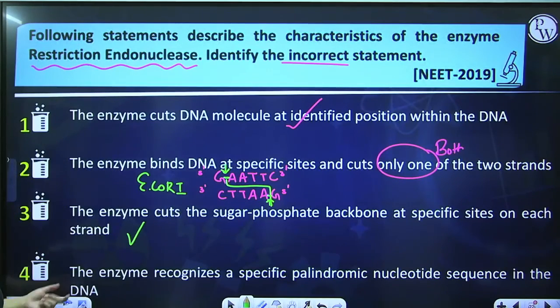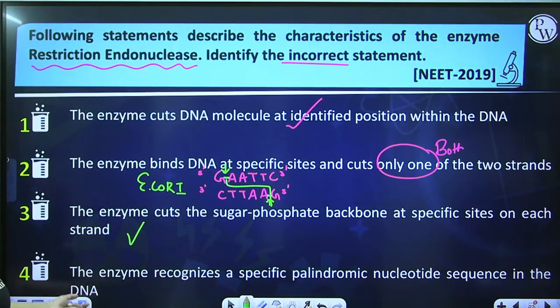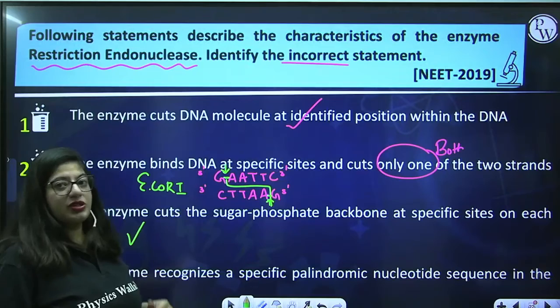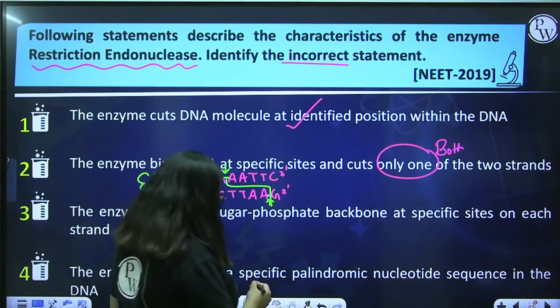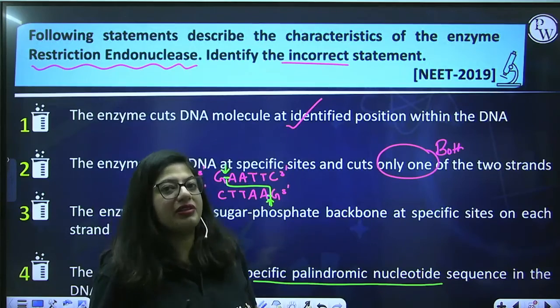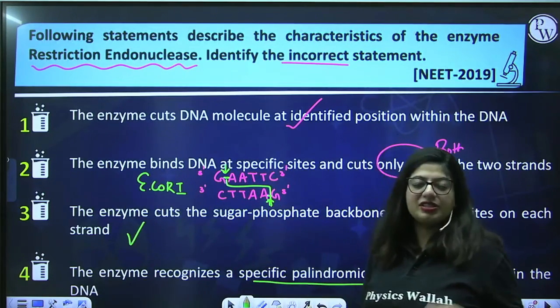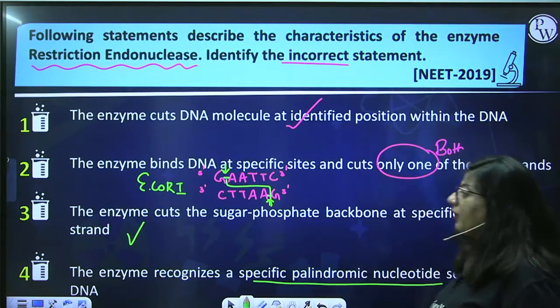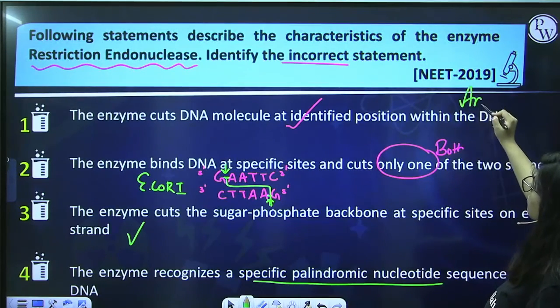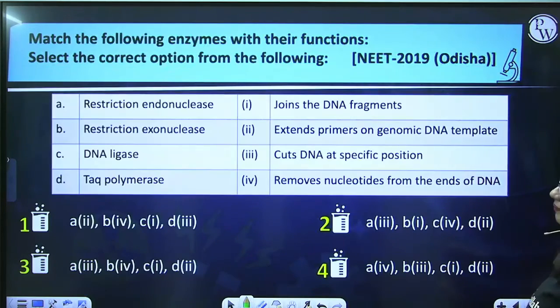The enzyme recognizes a specific palindromic nucleotide sequence in the DNA. So the recognition sequences are always palindromic, which are identified by the enzyme. That means they will repeat themselves, just like GAA, TTC, GAA, TTC. It repeats itself. Fine. So the answer to this question straight away will be the second. This is the incorrect statement.